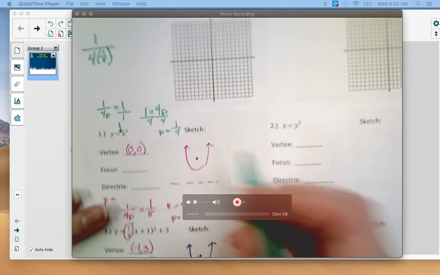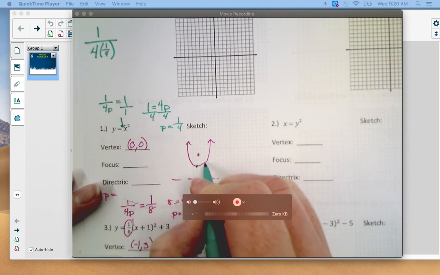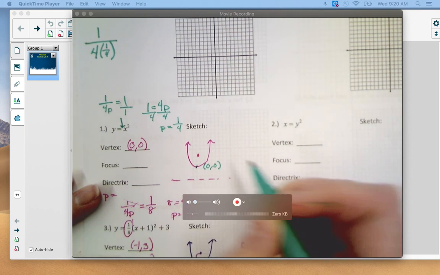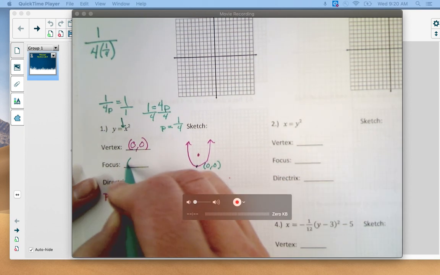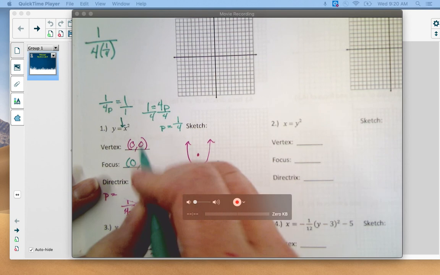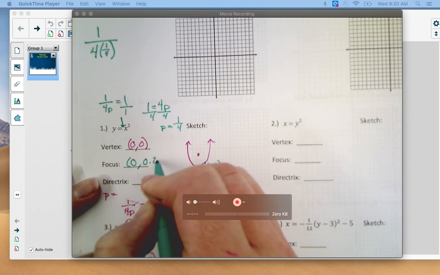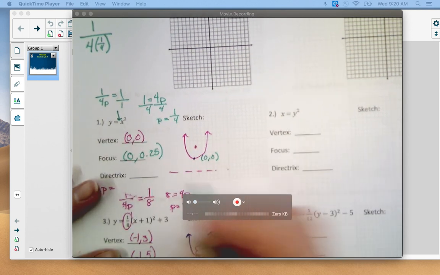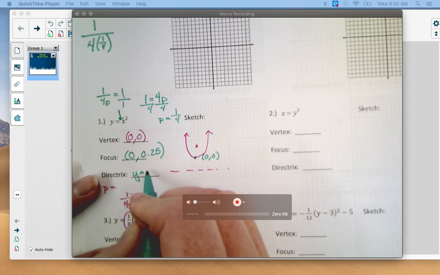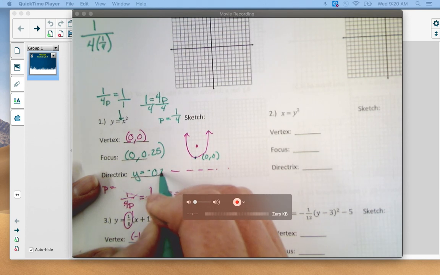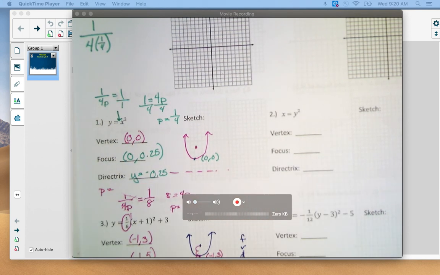Okay. So that means if my vertex was 0, 0, what would your focal point be? 0, 1/4, or 0.25. What would your directrix be? Y equals negative 0.25. Ellie? Would you be allowed to write origin for the vertex? Absolutely, yes. Okay.